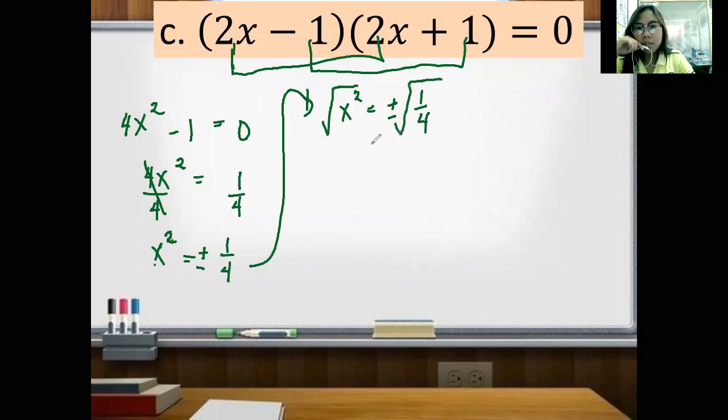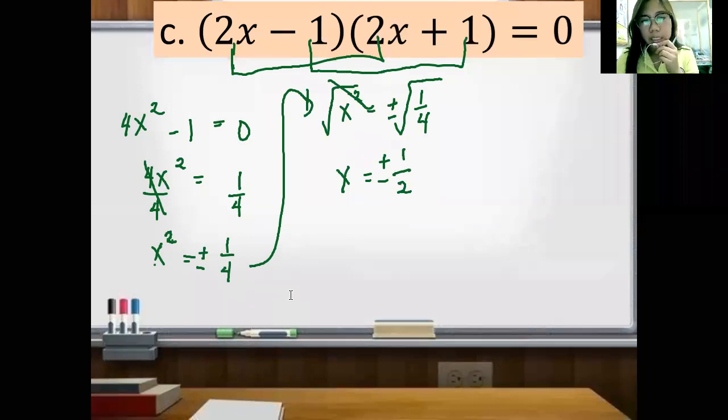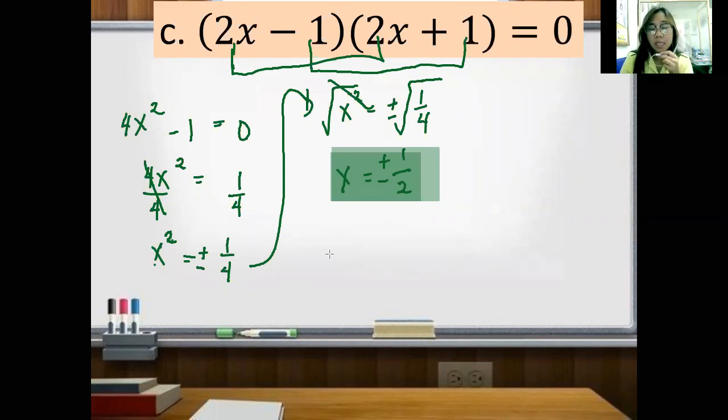Okay, so cancel this out. Matitira na lang po ay si x. Then write down positive and negative. What is the square root of 1/4? Okay, so kapag po kumukuha tayo ng square root, don't forget to take the square root of the numerator and denominator. So what is the square root of 1? That is 1. Okay. What is the square root of 4? That is 2. So our answer is x is equal to positive and negative 1/2. Ito na po ang magiging sagot natin. Si x is equal to positive and negative 1/2.